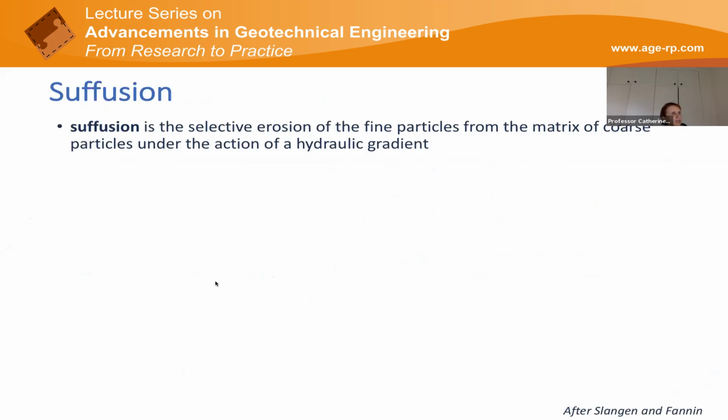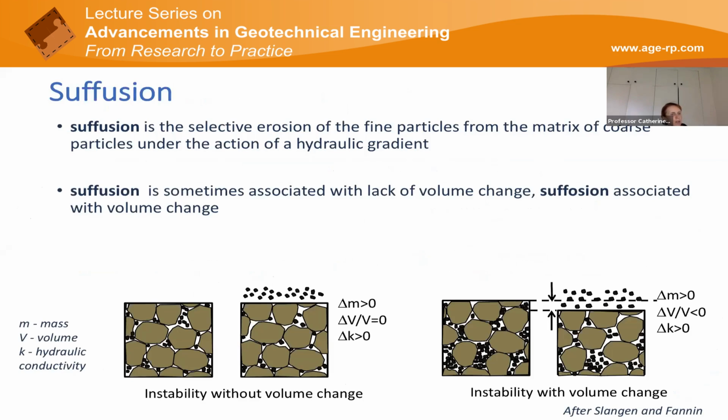So the next thing I'm going to talk about, and I'm mindful that I don't have a lot of time, is diffusion, and that's the selective erosion of fine particles from the matrix of coarse particles under the action of a hydraulic gradient. And these are some cartoons that were developed by Paul Slangen and Jonathan Fannin that I've redrawn here. And you could have a scenario, as I've already said, where you just get movement of particles and an increase in permeability, or you might in some cases get a change in volume that would lead to settlement.